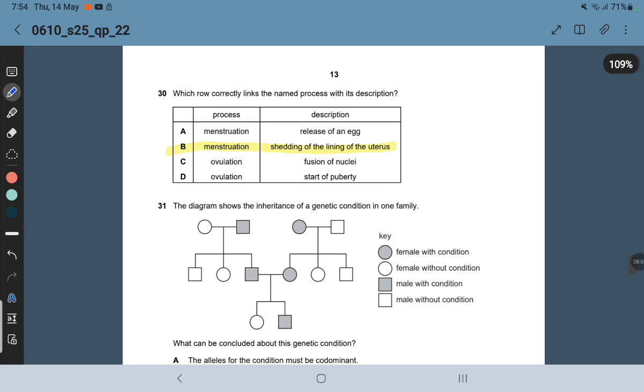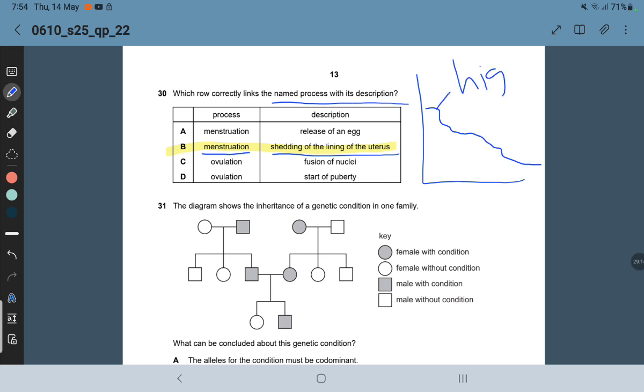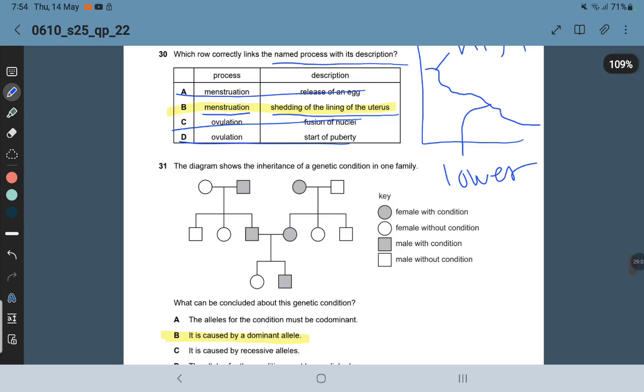30. Which row correctly links the named process with its description? Menstruation, description: shedding of lining of the uterus. Of course, when menstruation starts, the lining of the uterus thickness starts to decline. First it will be high, and then as menstruation occurs, it will be lower in thickness. Ovulation is the release of an egg from the ovary, so we cannot say that it is correct. And ovulation, start of puberty, no, that is incorrect. And menstruation, release of an egg, no, this is ovulation.